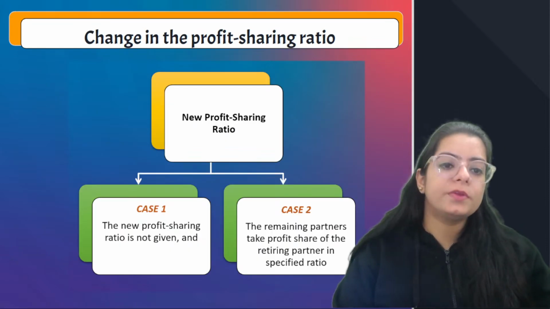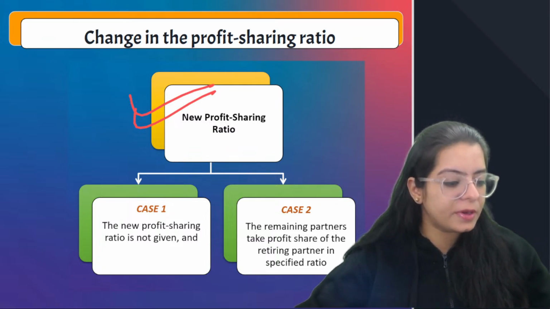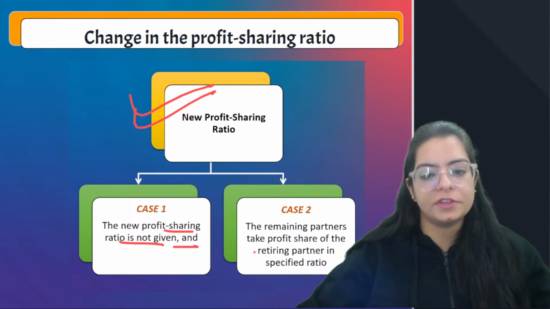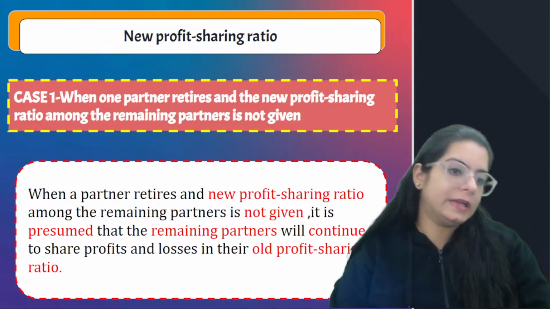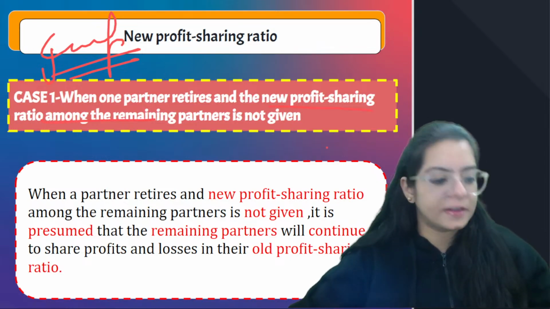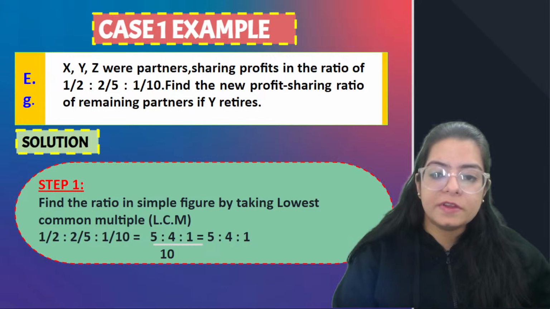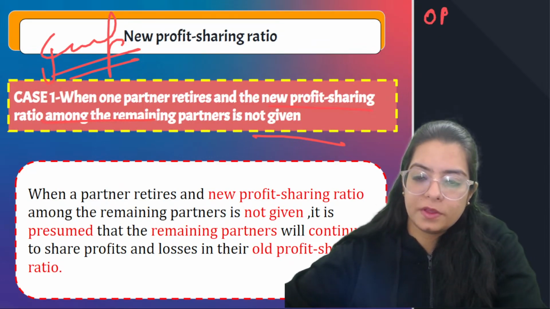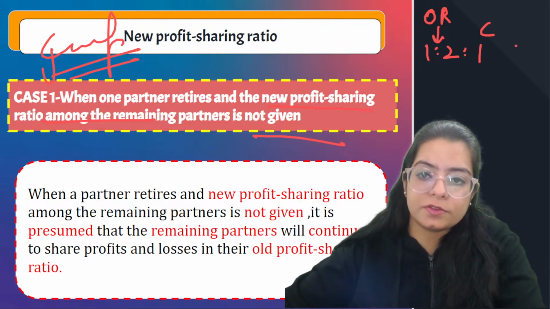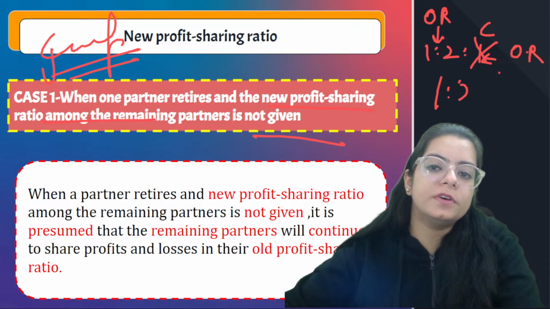So what are the cases? New PSR calculation cases are much easier in retirement than in admission. In admission there were a number of cases, but in retirement there are fewer. The new profit sharing ratio is not given, or the profit share is taken in a specified ratio. This one is very easy and important: when a partner retires and nothing is specified in the question, what are we going to do? Let's say the old ratio was 1 is to 2 is to 1 and C retires. If nothing is specified, we are going to cut the ratio of C, and 1 is to 2 becomes the new ratio.